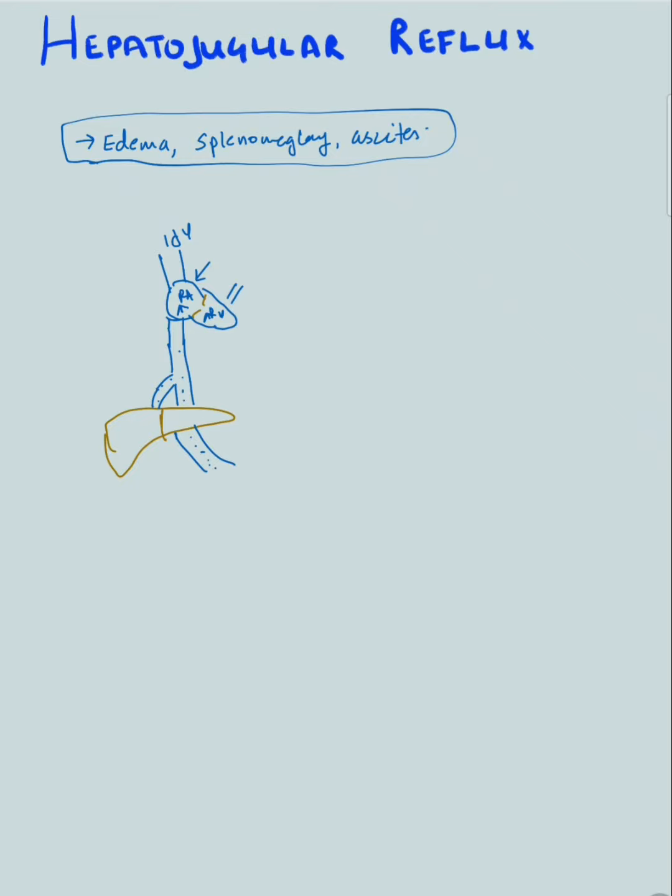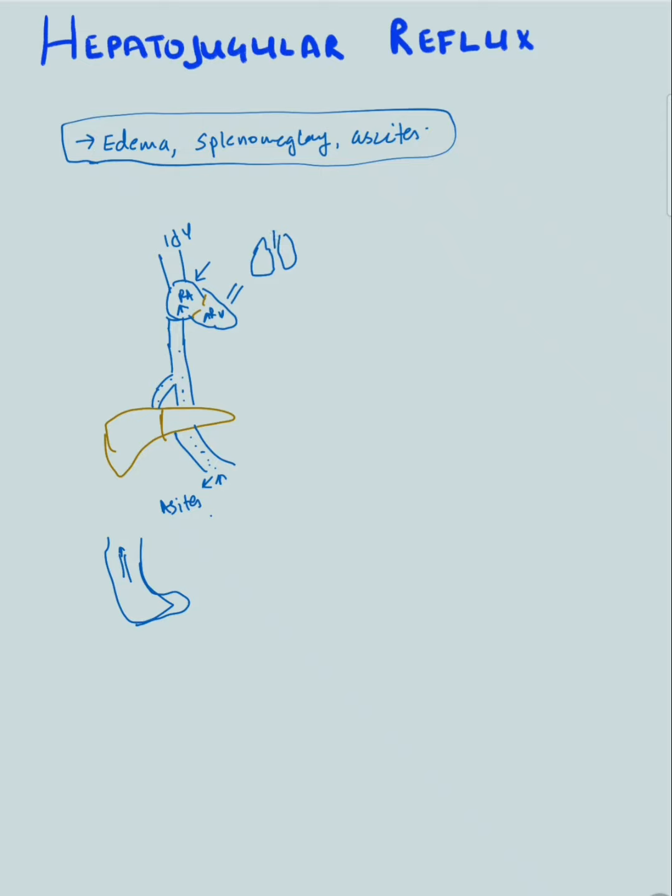Backwards, it will increase the hydrostatic pressure, which will result in leakage of fluid from the vessel, and that will result in ascites, which is fluid in the peritoneum, and also in the lower extremity. If this is the leg, and this is the vessel, increased blood here will increase hydrostatic pressure here, because there is obstruction to forward flow into the lungs because of the right heart failure.